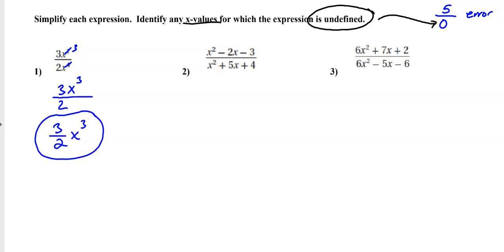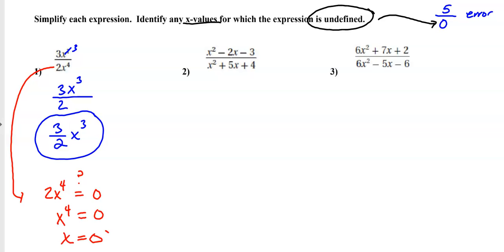So this is simplified. But I do need to be aware of the bottom, that undefined part. Well, when is 2x to the 4th equal to 0? I've got to figure that out. This one's not very hard. Divide both sides by 2, and you get x to the 4th equals 0. So x equals 0. We're not solving anything, but we've identified the x value where the function is undefined. So when x equals 0, we really don't have an expression anymore. There's an error.